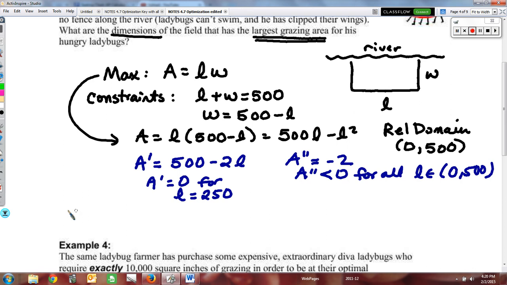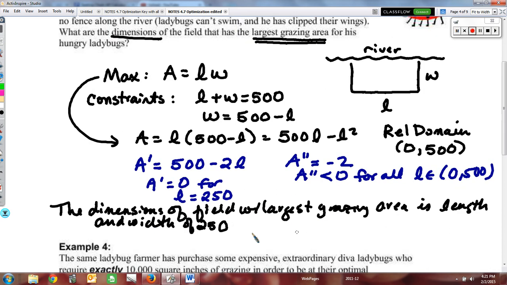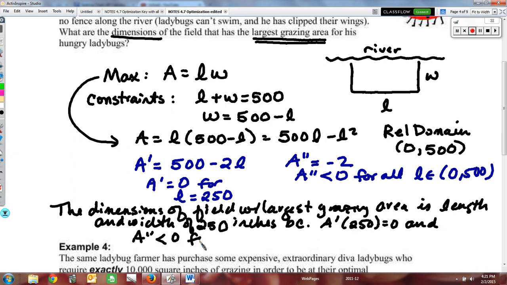The question they're asking for are the dimensions. So the dimensions of the field with the largest grazing area is a length and width of 250 inches because, there's our calculus, A prime of 250 was equal to 0 and A double prime was less than 0 for all L in the interval 0 to 500.